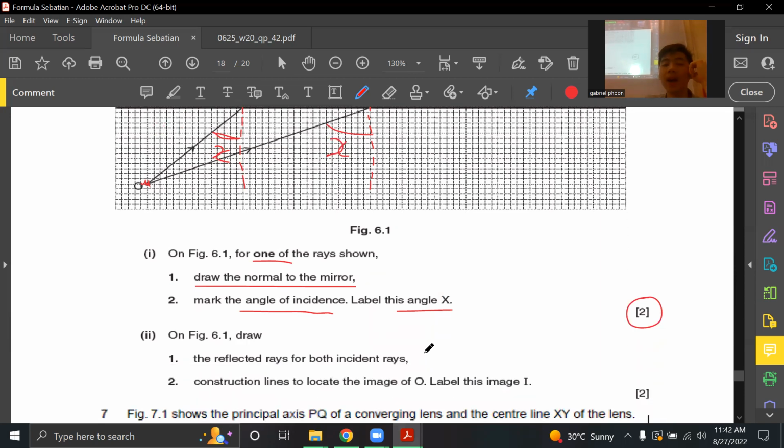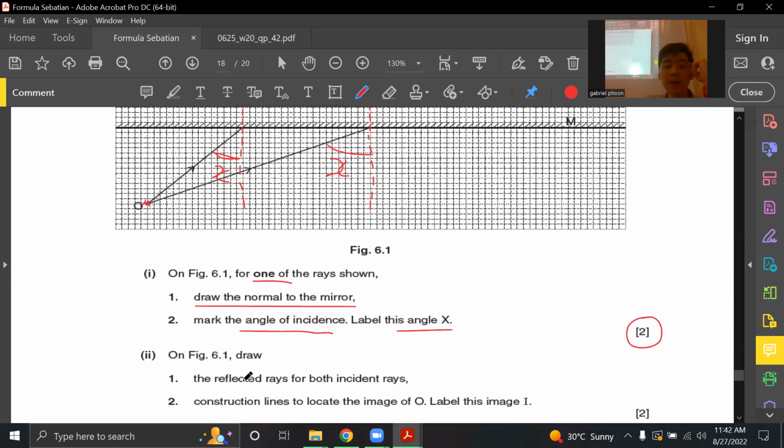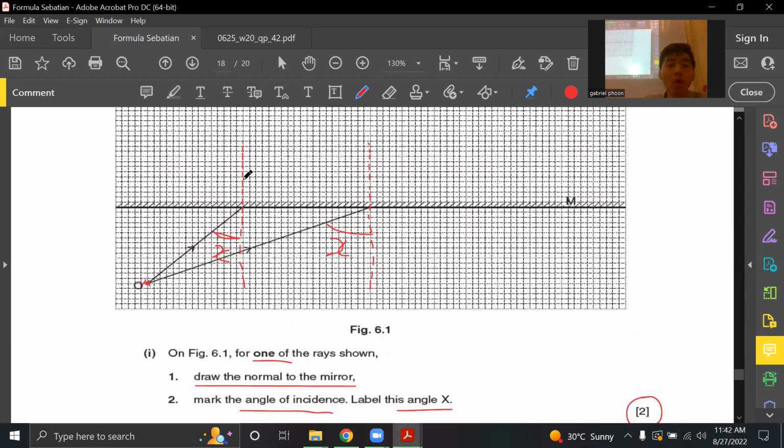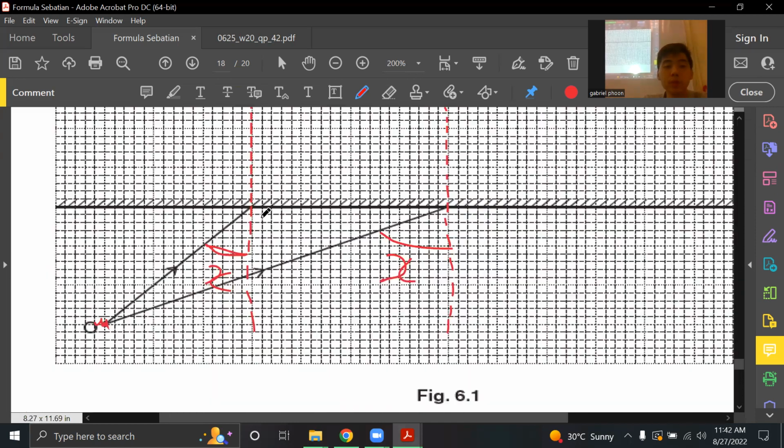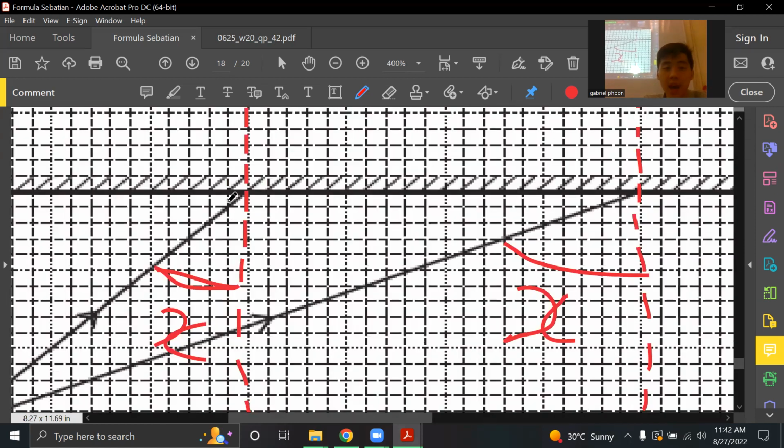Easy. Then after that, the next part here, they ask you to draw the reflected rays for both the incident rays. If they ask you to draw the reflected rays, what you're supposed to do is look at the angles here, guys. Because the law of reflection says that the incident angle must be equal to the reflected angle, right? Meaning to say, if this one here took 2 boxes, this one here will take 2 boxes, and you're just going to draw one straight line all the way down. With your ruler, of course, you don't freestyle it. It doesn't work that way.